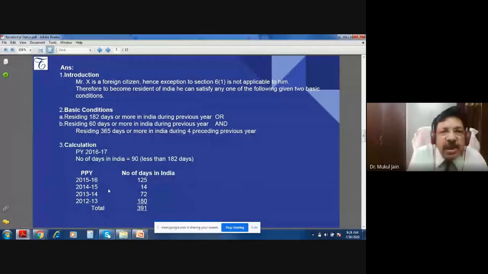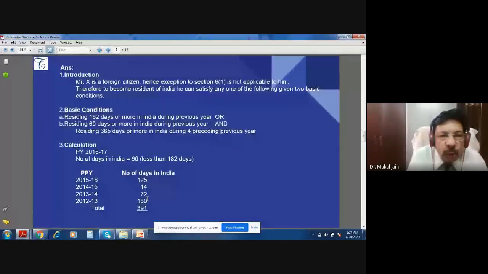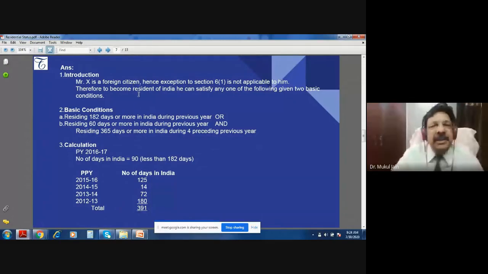Okay, the 4 previous years prior to 16-17: 15-16, 14-15, and so on. So 15-16 is given in the question: 125, 14, 72, 180. So we have totaled it to 391. So the condition is 365 days. He meets the first condition, that is minimum 60 days. He has stayed 90 days, and the second condition is 365 days minimum in the 4 previous years. Yes, 391 days. So although he's a foreign citizen, he is an Indian resident.